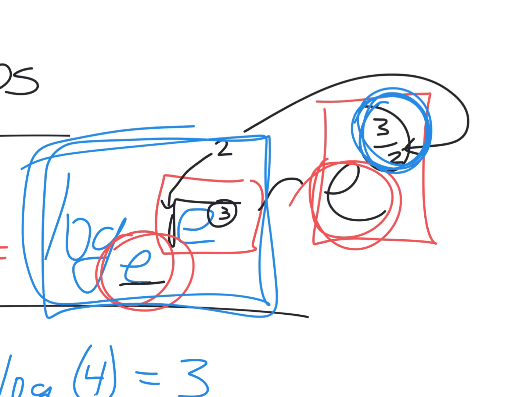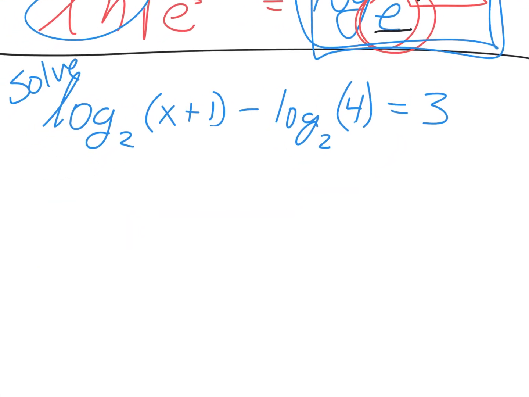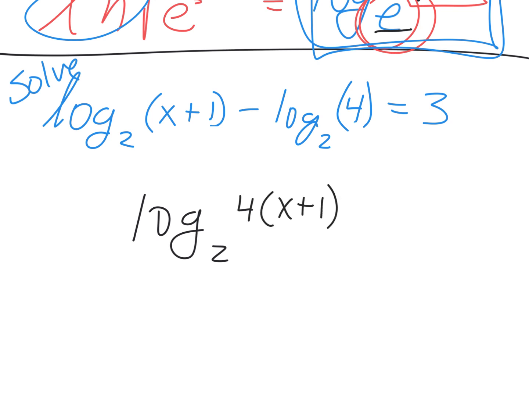Okay, this next one. If you have two logs, you should combine them. So it goes together and becomes log base 2 of 4 times x plus 1. No, that is the most common mistake because we did so many of those. What does this minus mean I should have done to them? Divide them. So I'm going to take 4 divided by x plus 1. Oh, no, wait, the other way around. This one's first. So x plus 1 divided by 4.